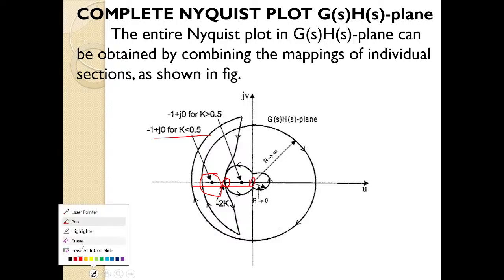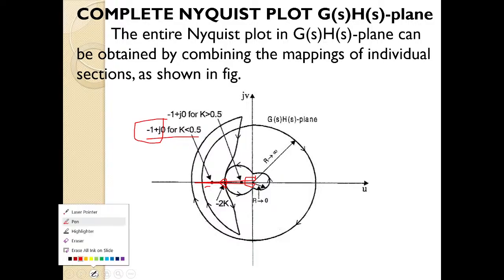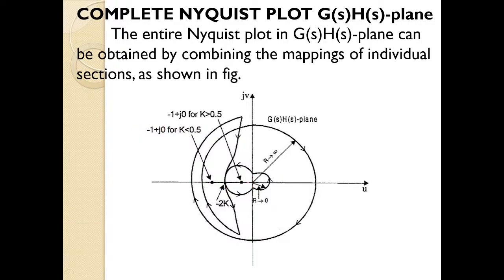When K is less than 0.5, and if this point is my minus 1 plus j0 point, then this point, minus 2K, is the point where the contour crosses the real axis. So the contour is crossing the real axis between minus 1 plus j0 and the origin. This is our origin. So it crosses the real axis in between 0 and minus 1, 0.